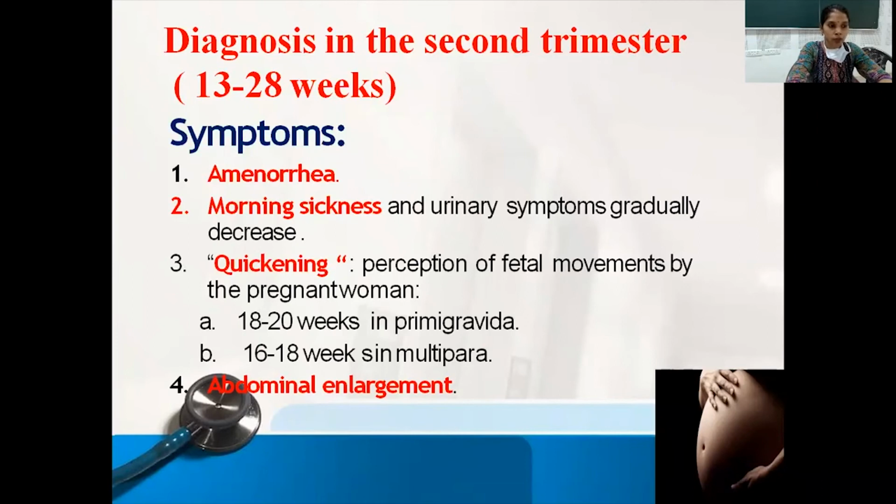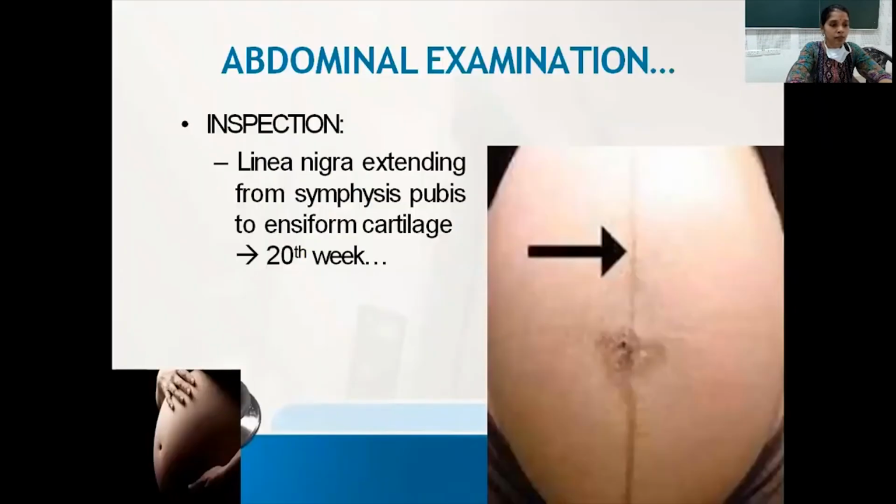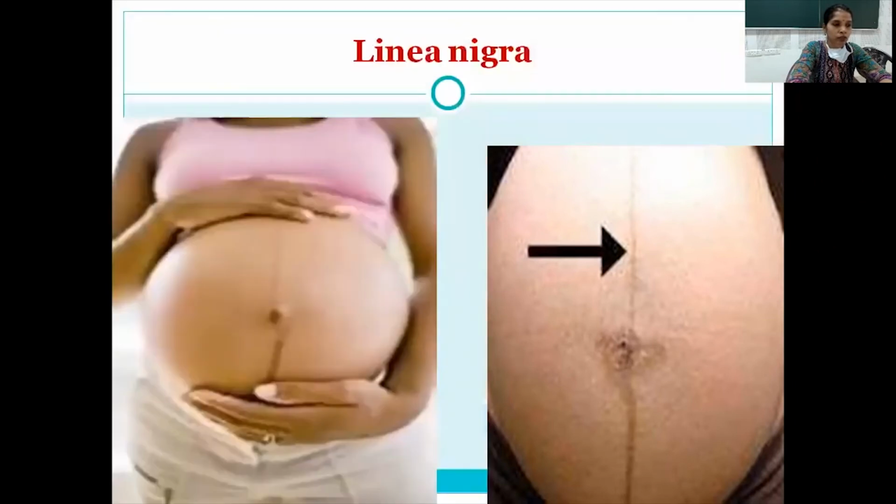After the first trimester, after 12 weeks, the uterus becomes an abdominal organ. So we can feel the abdominal enlargement, and we can feel the abdominal signs and abdominal growth also. On abdominal inspection, there is linea nigra, the darkening at the midline from the symphysis pubis to the xiphisternum. We can see the dark line, that is linea nigra. It is more evident from the 20th week onwards. See, this is the linea nigra.